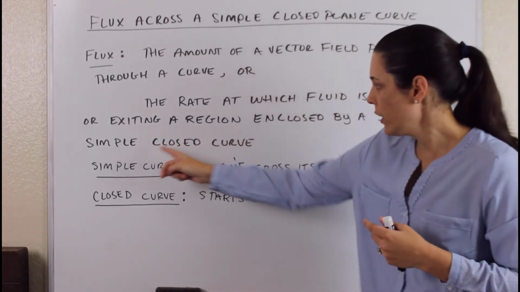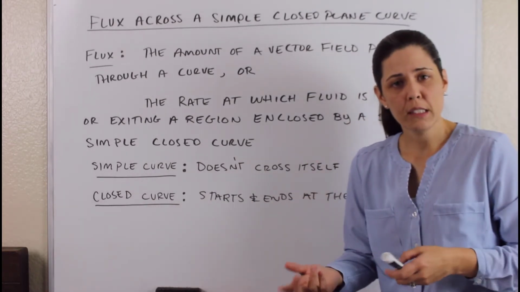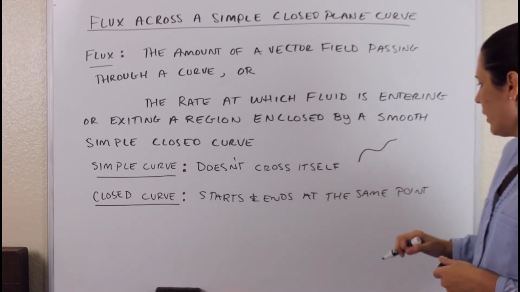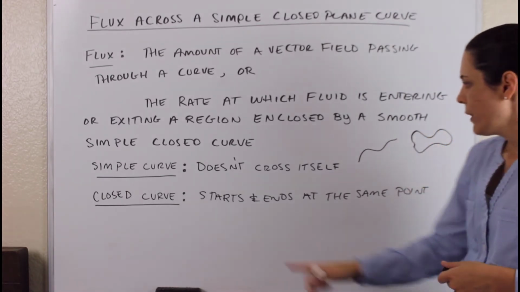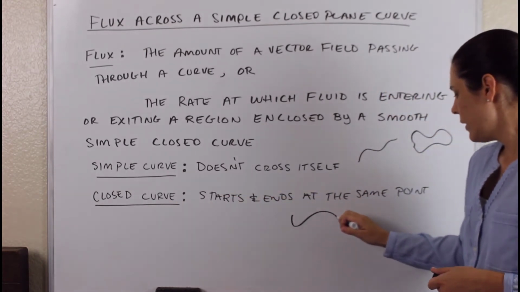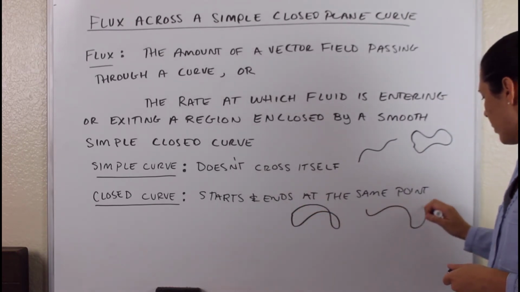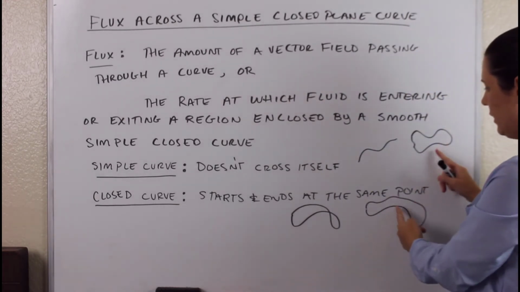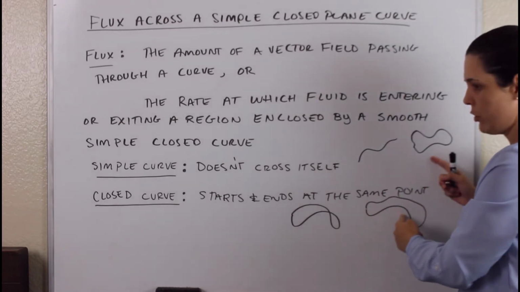Now, simple and closed: for your curve to be simple, it doesn't cross itself. So a simple curve might look like that, or like this. A closed curve starts and ends at the same place. So this could be a closed curve, and so can this one. To put those two together, it pretty much looks like this. It can't cross itself and it can't be open. So it's like these two here.